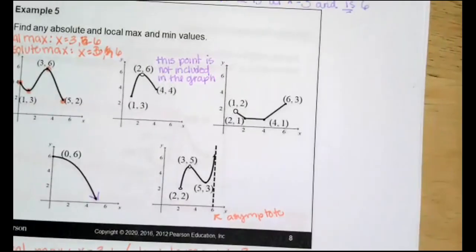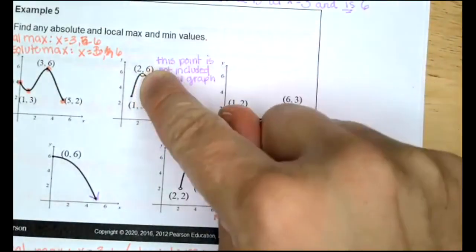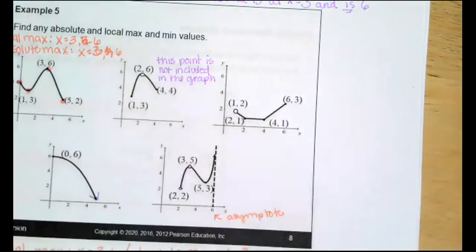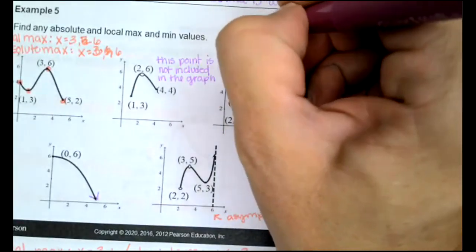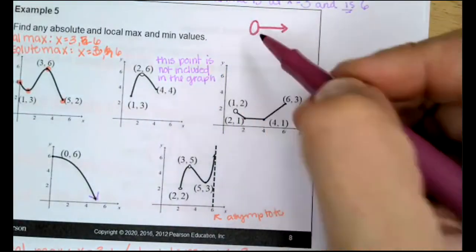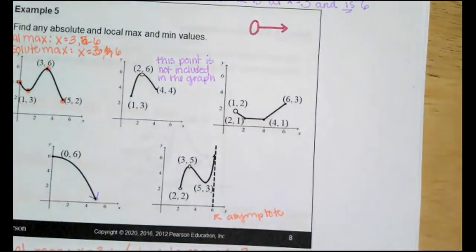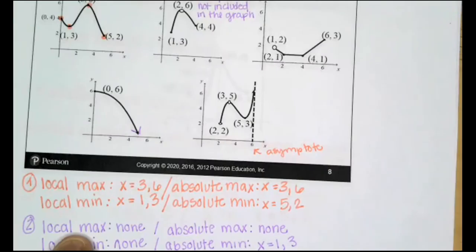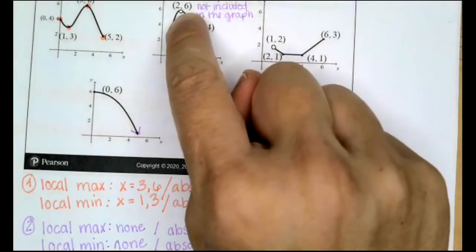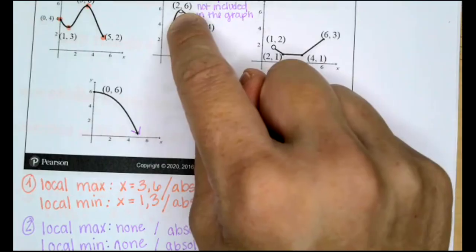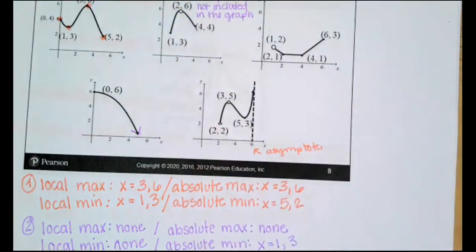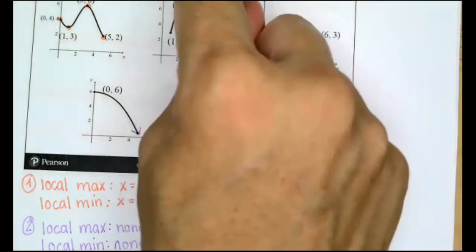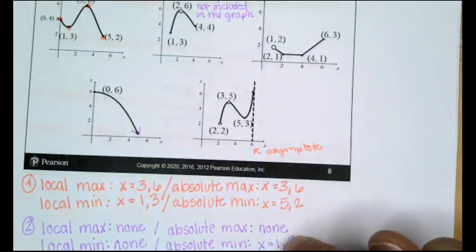Number 2, this is important. If the point is hollow, it is not included in the graph. Just like in previous math classes on a number line, you would go like this, and it would mean greater than, but not including, right? So this point is not included in the graph. So we say there's no local max, because we don't know the closest point to this one. They only gave us this point and they told us it wasn't included, okay? There's also no absolute max because we don't know any number except the number that's not included.